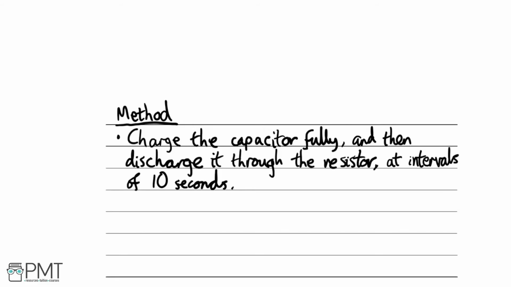Charge the capacitor fully and then discharge it through the resistor at intervals of 10 seconds. Now this is going to give us quite a nice exponential graph, which we're going to want to plot. So we can either use potential difference versus time, or we can use current versus time. Both of them are going to decrease exponentially, and both of them are going to have a gradient of 1 over the product of the resistance of the resistor and the capacitance of the capacitor. And like I said, instead of V, you can just put I. It's up to you.